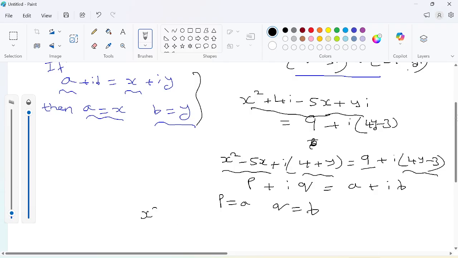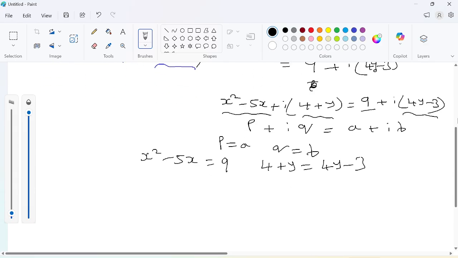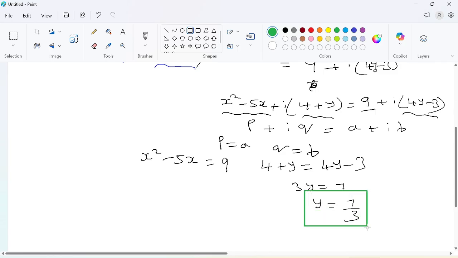What is p? x square minus 5x. This is equal to 9. And q is how much? 4 plus y is equal to 4y minus 3. Now 4y minus y is how much? 3y is equal to 7. y equals 7 by 3. Okay, this is y equal to 7 by 3. So y equals 7 by 3.